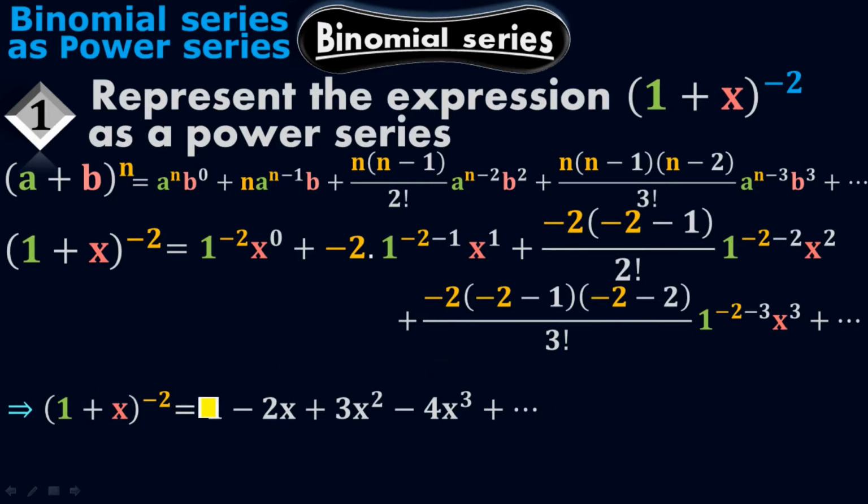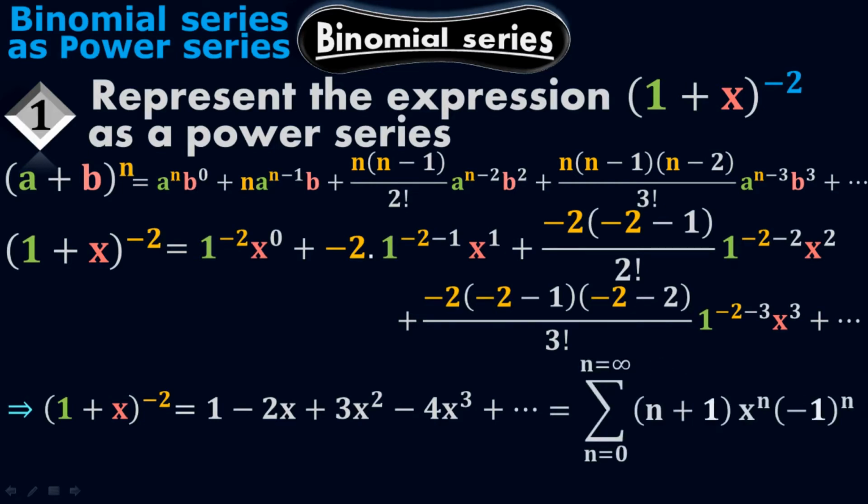Now we will come to the real task. We need to represent this binomial expression as a power series. How are we going to do this? Can I write that it equals the summation of n plus 1 into x to the n into negative 1 to the n, where n starts from 0 up to positive infinity? Look, it is the equation of the power series. It is my power series.